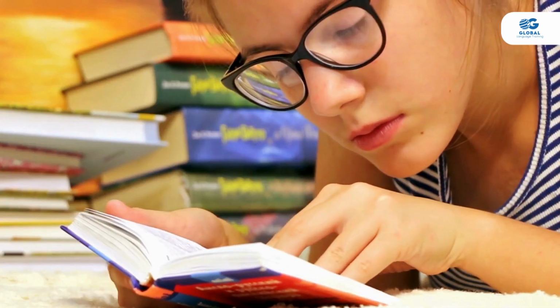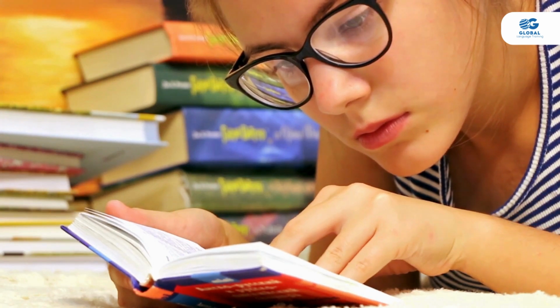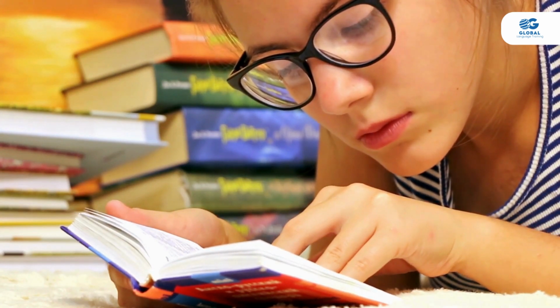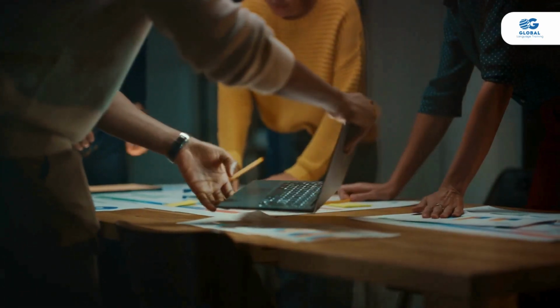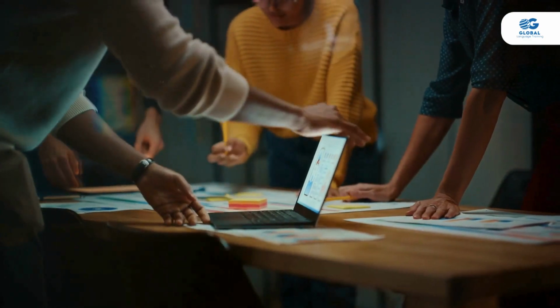Pragmatic competence is like the secret sauce that makes communication effective. It's the key that unlocks the nuances and subtleties of a language. So, while grammar and vocabulary are important, without pragmatic competence, communication can still fall flat.